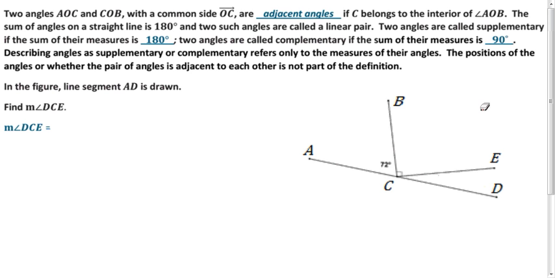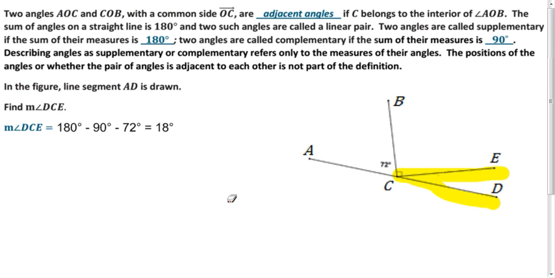So in this example, they tell us that AD is a segment. So that means it has 180 degrees in it. So if we added up 72, and this angle here, which is a right angle, so it measures 90, and DCE is this angle over here, that'll give us 180. So one way to do that, 180 minus 90 minus 72.